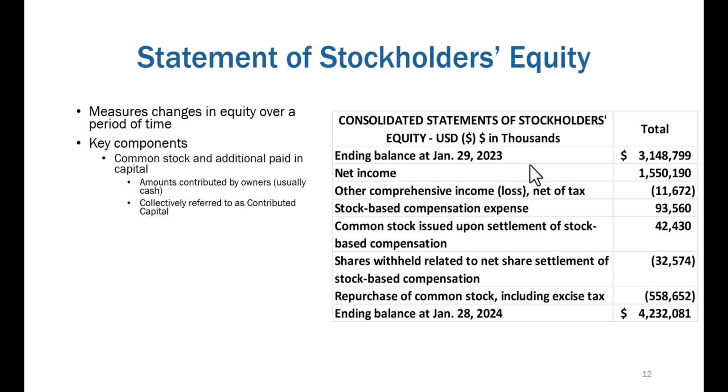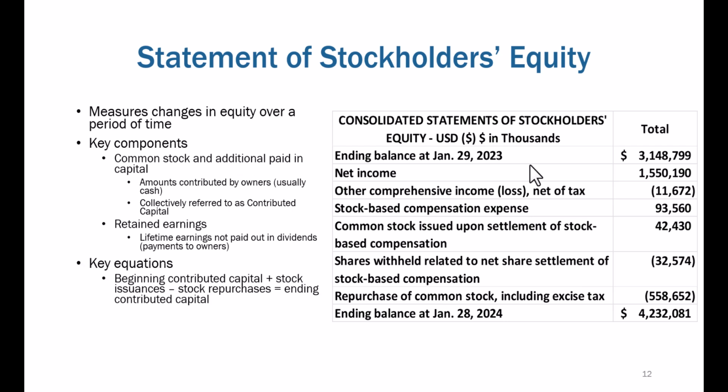You've got common stock and additional paid-in capital. These are amounts contributed by the owners. These are collectively referred to as contributed capital. So contributed capital, common stock, and additional paid-in capital. They also have retained earnings. That's basically profits that the company has earned that it has not paid out as dividends. Sometimes this can be a loss too.